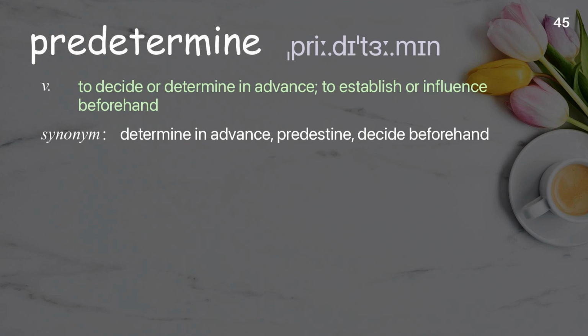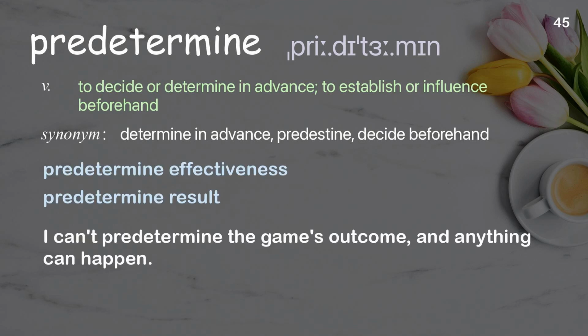Predetermine: To decide or determine in advance, to establish or influence beforehand. Examples: Predetermine effectiveness. Predetermine result. I can't predetermine the game's outcome, and anything can happen.